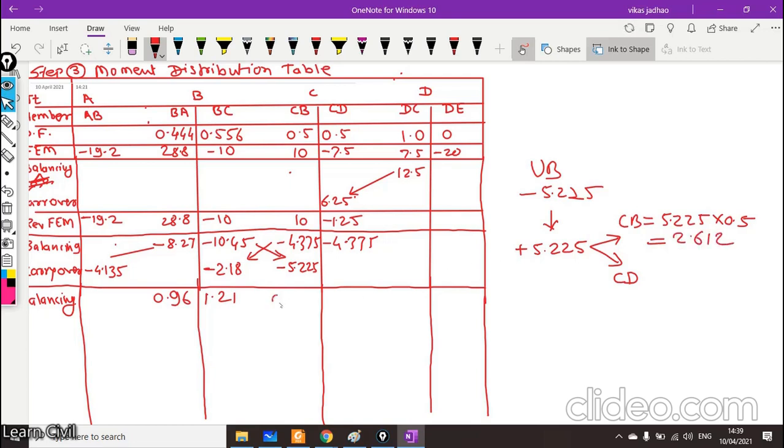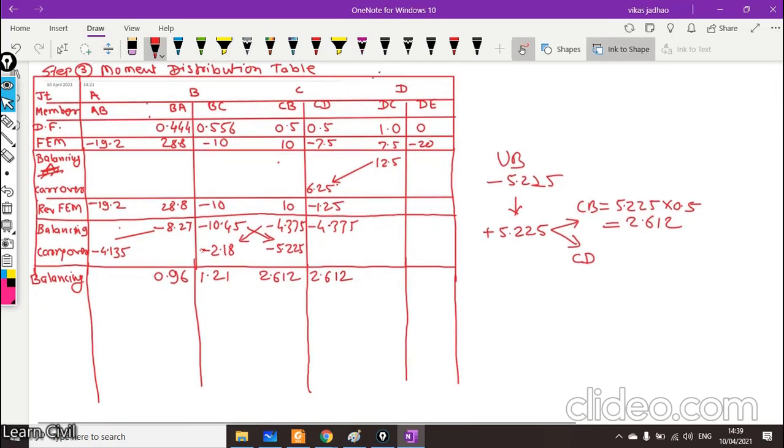So we'll be having here balancing moment of 2.612. Okay, we can see here these balancing moments are not yet negligible. These are not negligible moments. Therefore we have to again go for carryover.